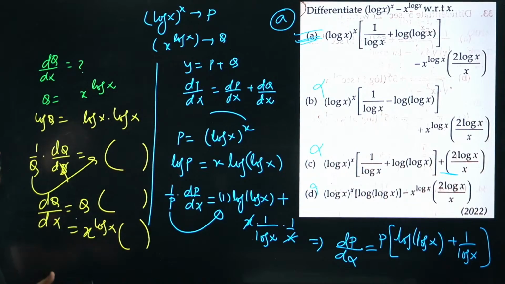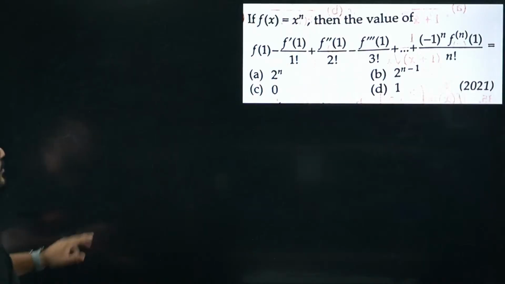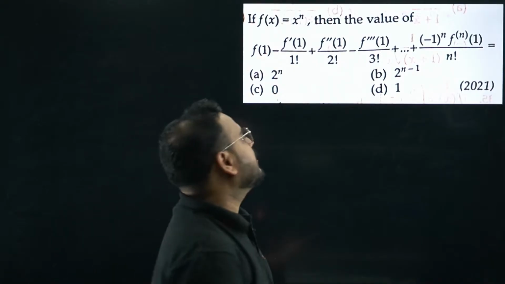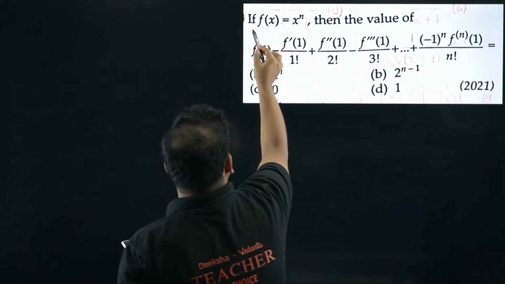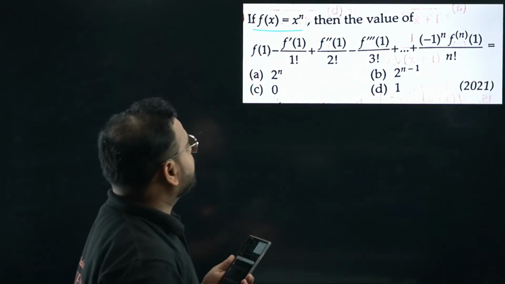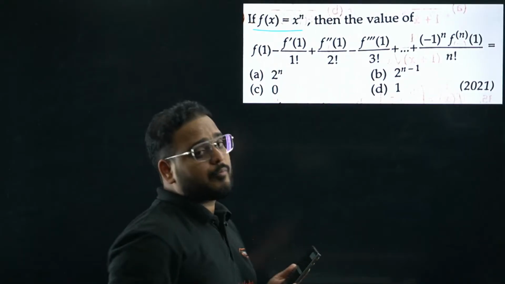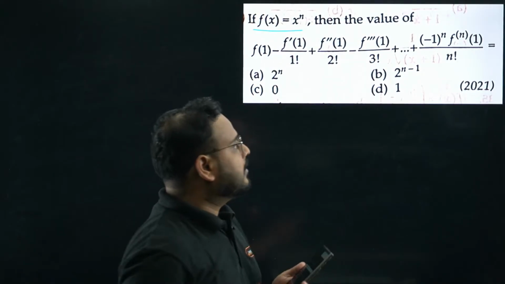Okay, let's move on now. This is clear, right? This is a good question. Now this one is an even better problem. They're saying that the function is given as x power n, and you're looking to find the value of f of 1 minus f dash of 1 upon 1 factorial plus f double dash of 1 upon 2 factorial, and so on till n.